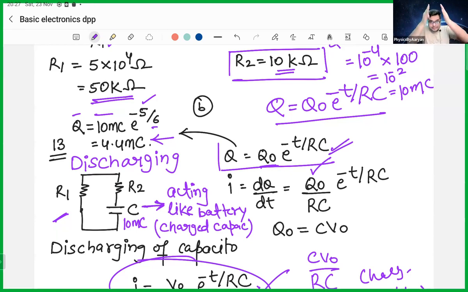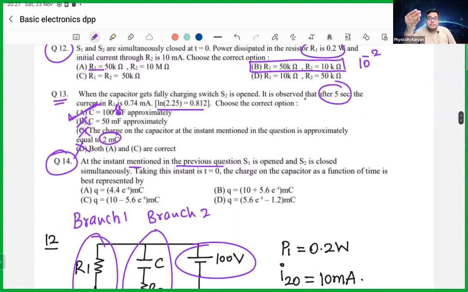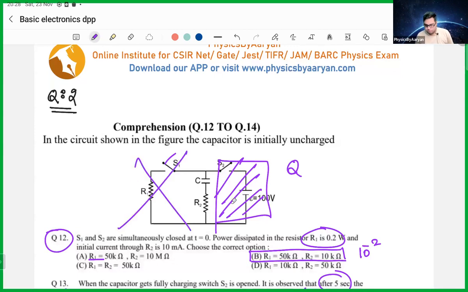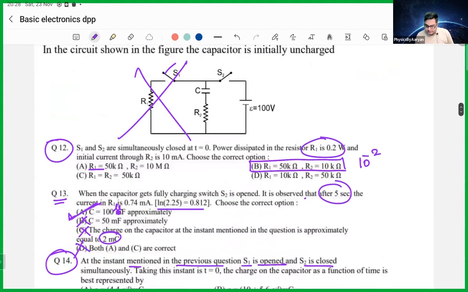Now, at this instant, what is done? You are now in the question 3. So let's see what is done. S1 is opened. So after 5 seconds, S1 is opened. So we open this up, and the current stops flowing here. So this is gone. And S2 is closed. And this is closed.